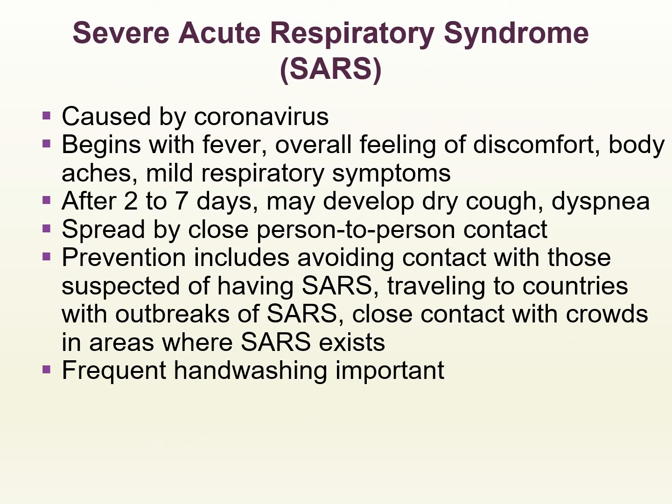Severe acute respiratory syndrome, or SARS, is caused by a coronavirus. This coronavirus can lead to a life-threatening type of pneumonia. It begins with fever, feelings of discomfort, body aches, and mild respiratory symptoms. After a couple of days or up to a week, the patient may develop a dry cough and shortness of breath. It's spread by close person-to-person contact, and to prevent it, we need to avoid contact with anyone suspected of having SARS or traveling to countries with an outbreak of SARS, or anybody who's had close contact with anybody in a crowded area where SARS exists. Frequent hand washing is extremely important for this.